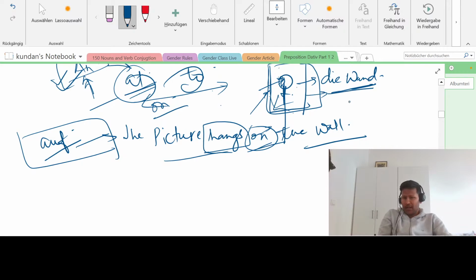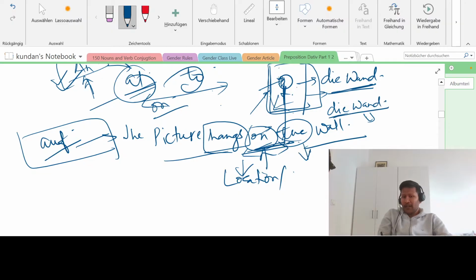So this is which case? Is it location or is it movement? That is the first question that should come in your head. It is always a position or location. So what should be the case for this? The Wand is feminine, right? So it is which case? Dative. So we already know the die will change to what in dative? Der, right?